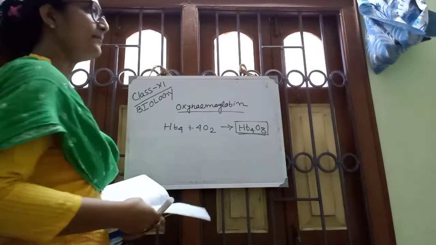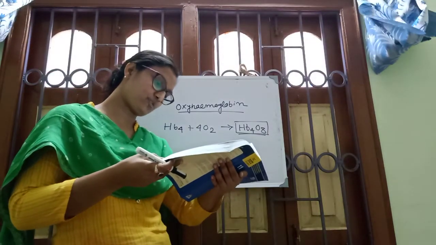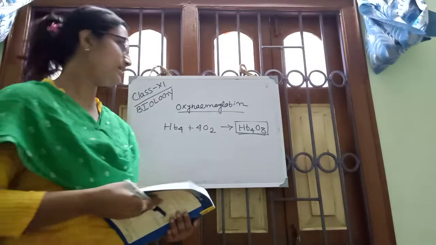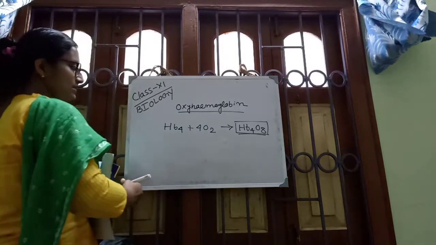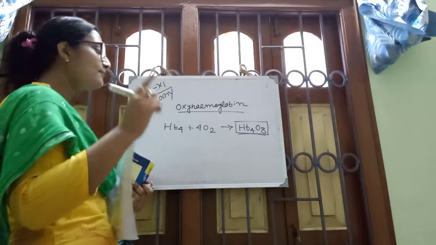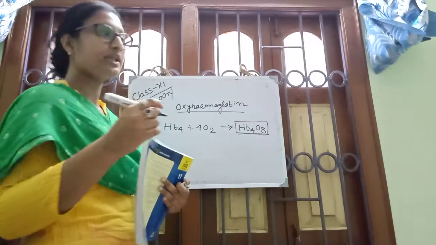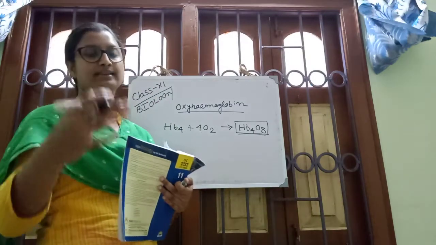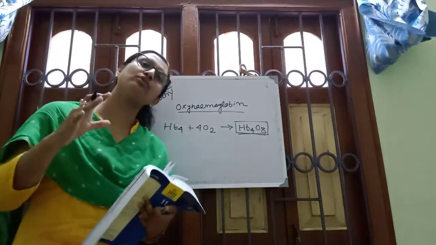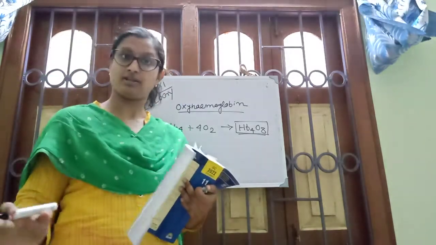Here also we consider the partial oxygen pressure and the percentage of saturation of hemoglobin with oxygen. One hemoglobin molecule can bind four molecules of oxygen, but not at a time. First one molecule binds, then another, then another, then four molecules bind. When one molecule has bound four molecules, this means 100% saturation.